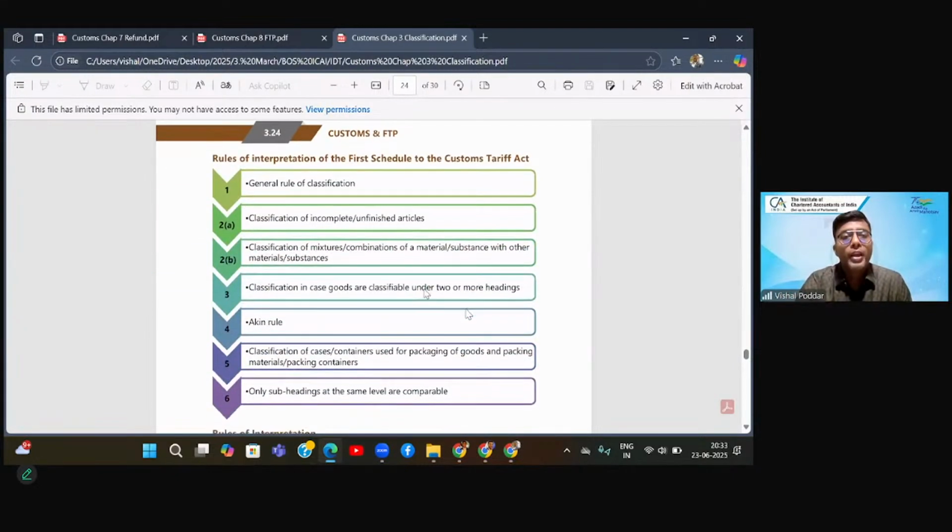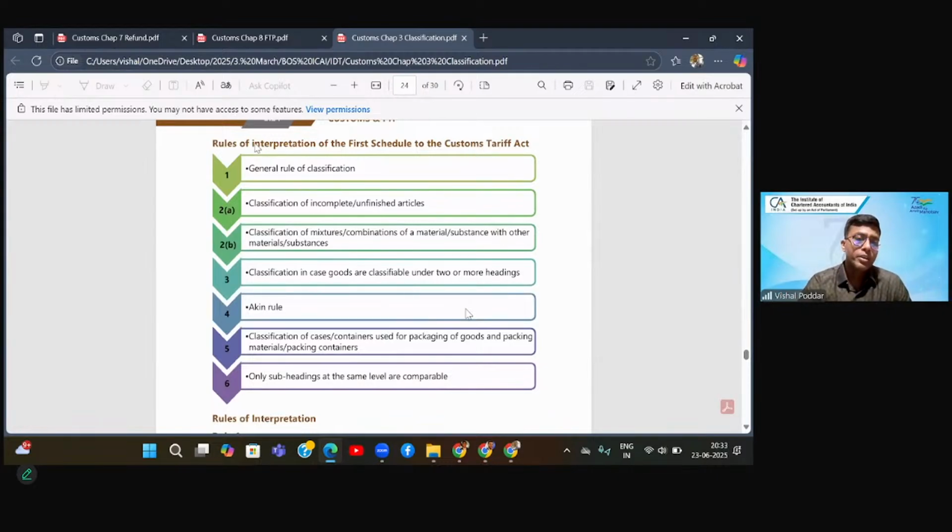Now, while deciding under which chapter and heading your goods will fall, you have to apply the rules of interpretation. Broadly, there are 6 rules. Rule 1 is the general rule. What does it say? Rule 1 says don't go exactly by the heading, because headings are just for reference purposes. What you have to see are the explanatory notes given under each heading. When you read any heading, immediately below it you have some explanatory notes. So the first rule says go by the detailed explanatory notes.